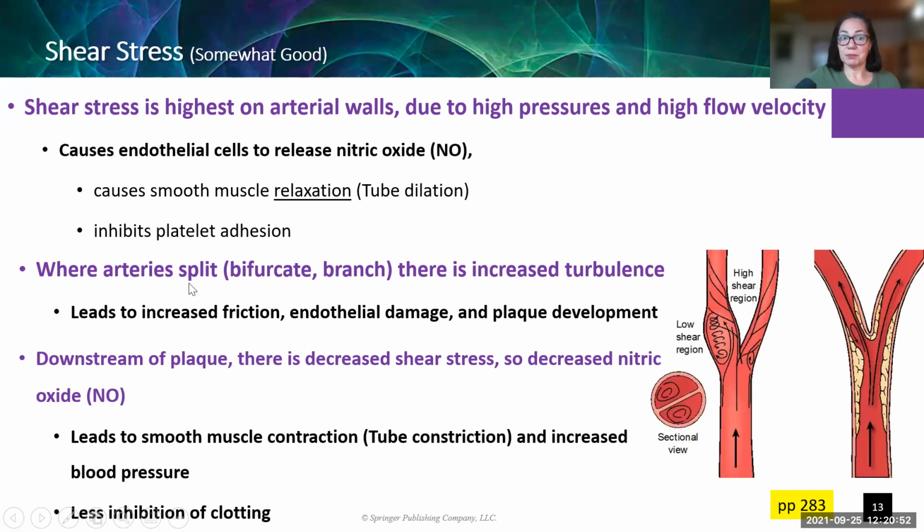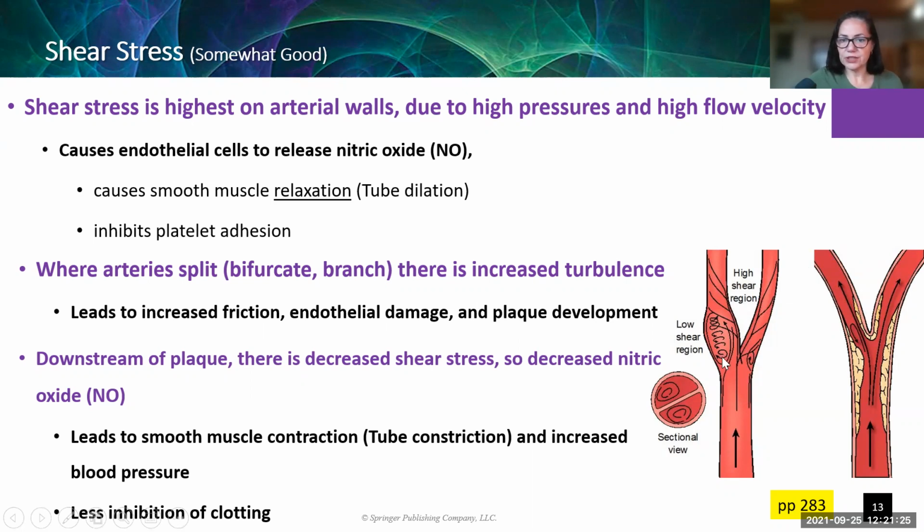Where arteries split, this isn't even a disease. This is just normal anatomy. Where they split, where they bifurcate, where they branch, you can call it whatever you want. But what I'm talking about is where big arteries become two smaller arteries. That's going to be an area of increased turbulence. And even in healthy people, this leads to increased friction, and there can be some endothelial damage. And we actually do see some plaque development.